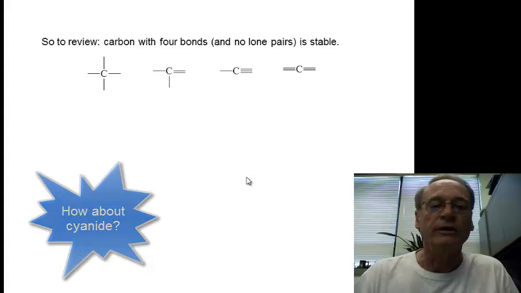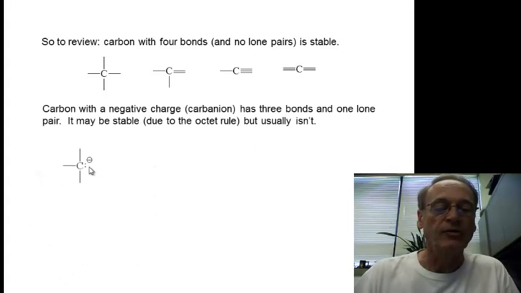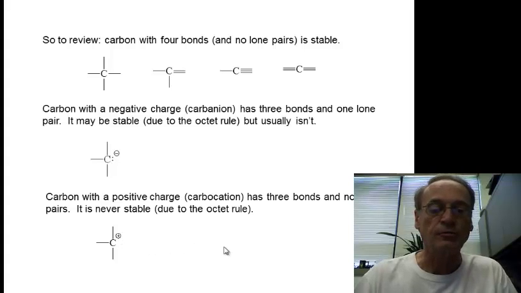So to review, when carbon has 4 bonds and no lone pairs, it is stable. When it has 3 bonds and a lone pair, it has a negative charge. These may be stable, but are usually not. And when it has 3 bonds and no extra electrons, it will end up having a positive charge, and these are never stable due to the octet rule.